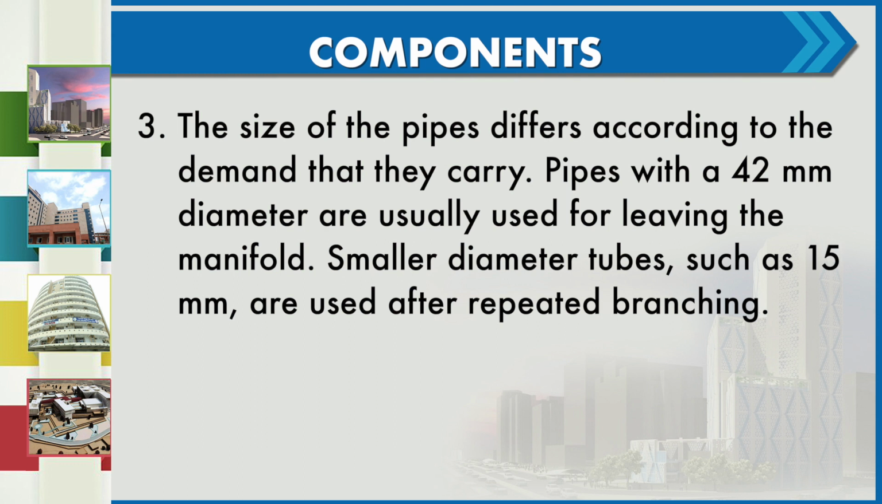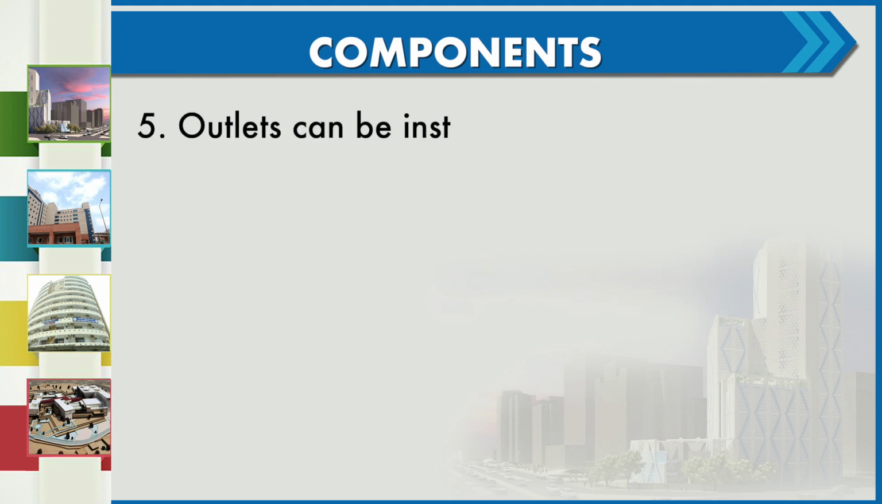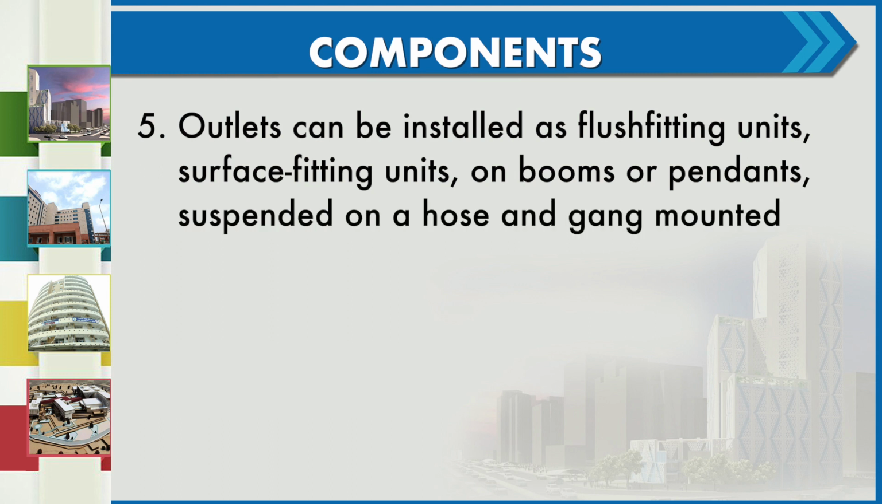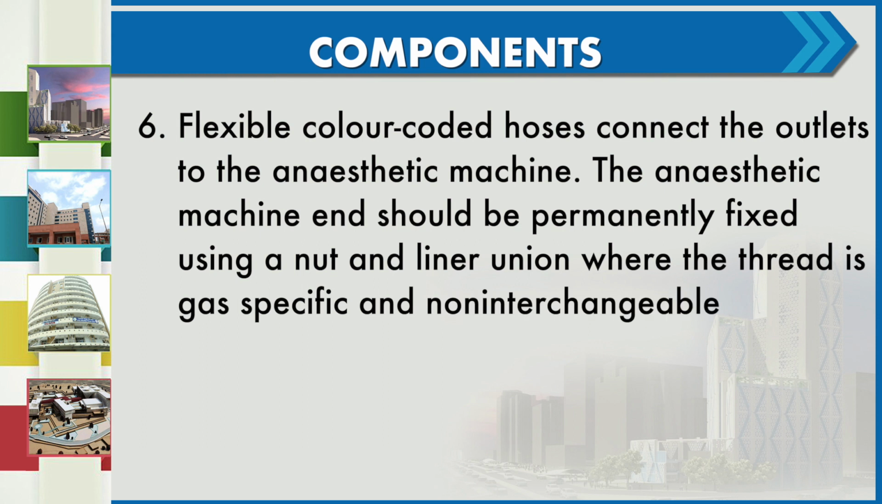Smaller diameter tubes such as 15 mm are used after repeated branching. Outlets are identified by gas color coding, gas names and by shape. They accept matching quick connect, disconnect probes, Schrader sockets with an index collar specific for each gas or gaseous mixture. Outlets can be installed as flush fitting units, surface fitting units on booms, or pendants suspended on a hose, and gang mounted. Flexible color coded hoses connect the outlets to the anesthetic machine.